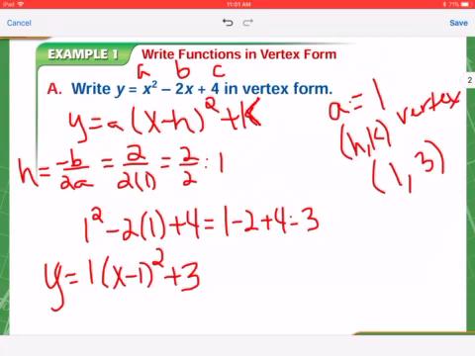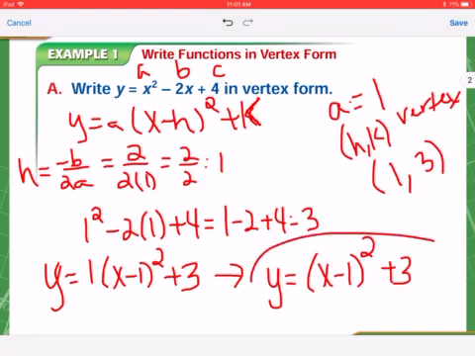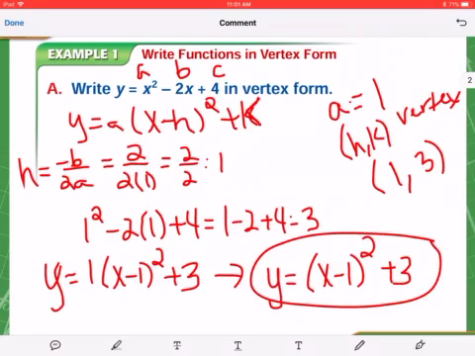All right, we don't need the 1 in the front multiplying, so I'm going to rewrite it as y equals x minus 1 squared plus 3. So there is my vertex form. And it's going to be the same process every single time. So identify a, and then solve for h by doing negative b over 2a, and then plug your h into your standard form to get k.